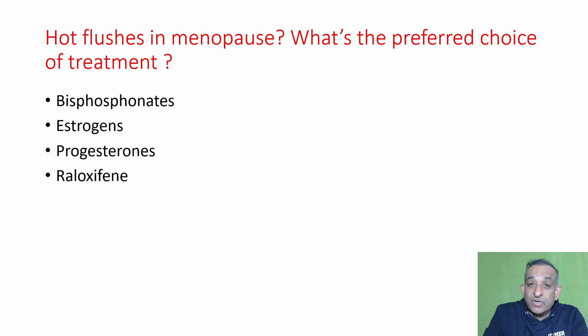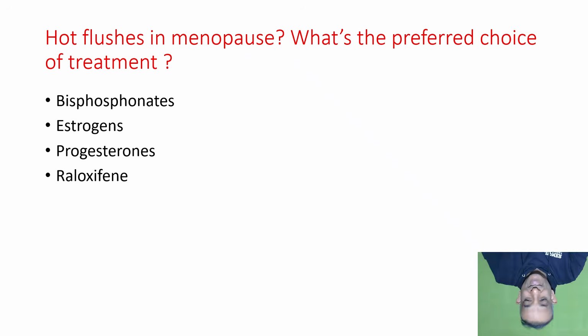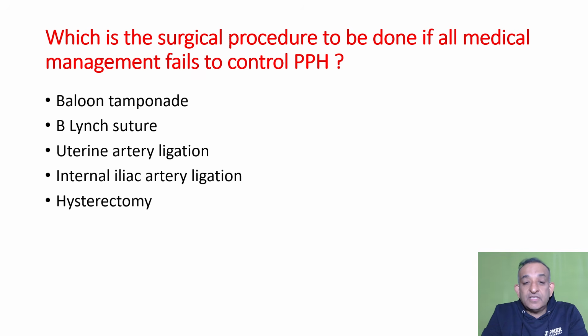Progesterones can help in hot flashes, but not as much. Estrogens is the drug of choice, and raloxifene cannot be given, because raloxifene's own side effect is hot flashes. Right. Which is the surgical procedure to be done if all medical management fails to control postpartum hemorrhage?